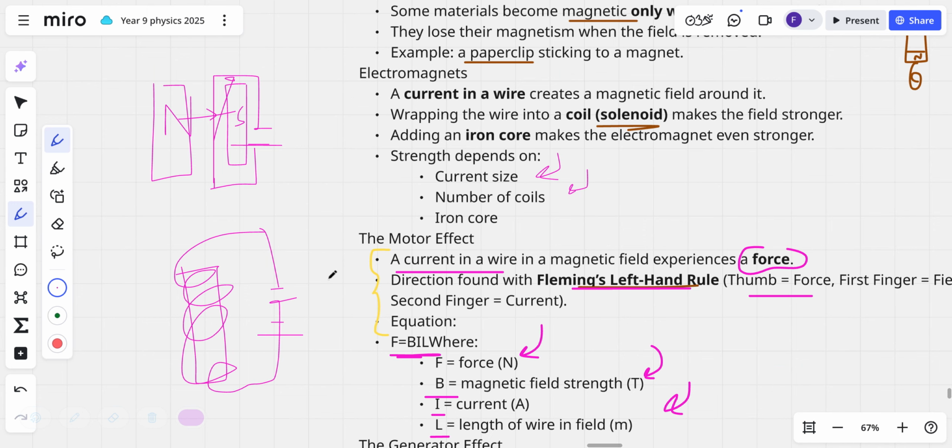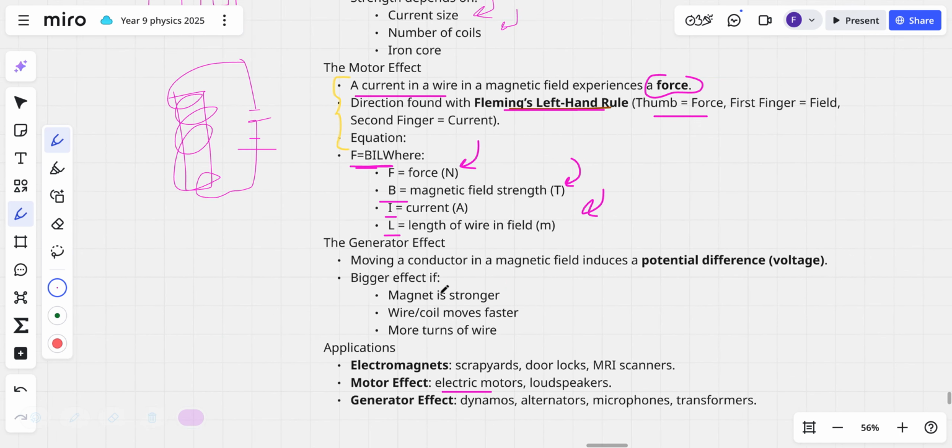And Fleming, and I keep wanting to say Ian Fleming, it's not Ian Fleming because he wrote James Bond. Now, Fleming came out with Fleming's left-hand rule. Something you're not going to use for a couple of years. But I'm just going to start, as I said, and introduce you to stuff.